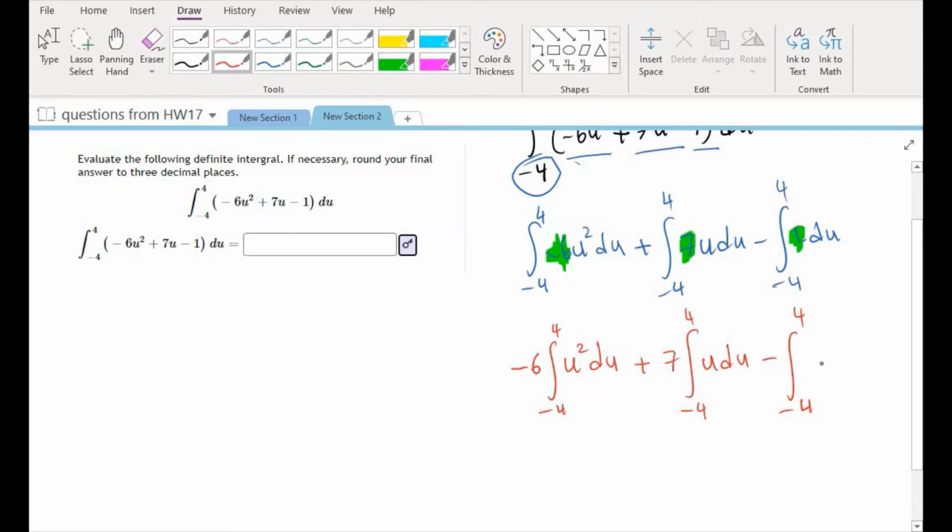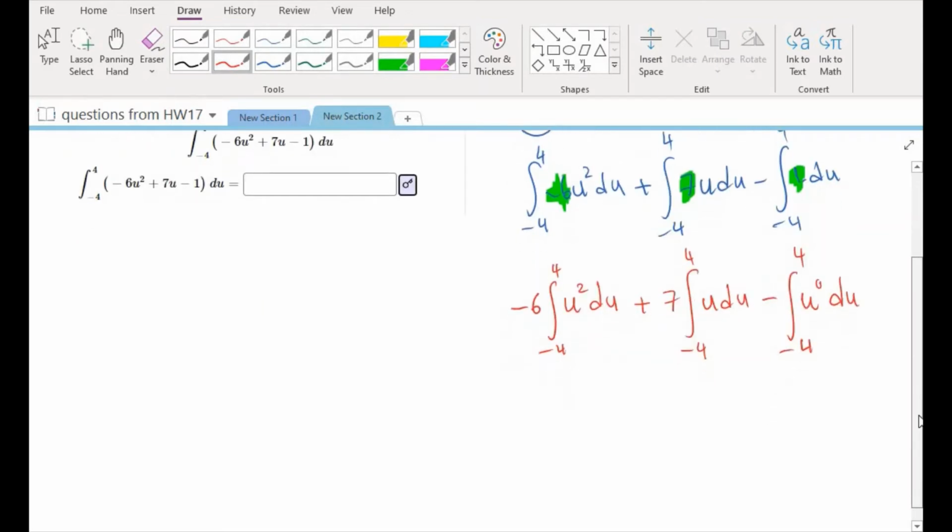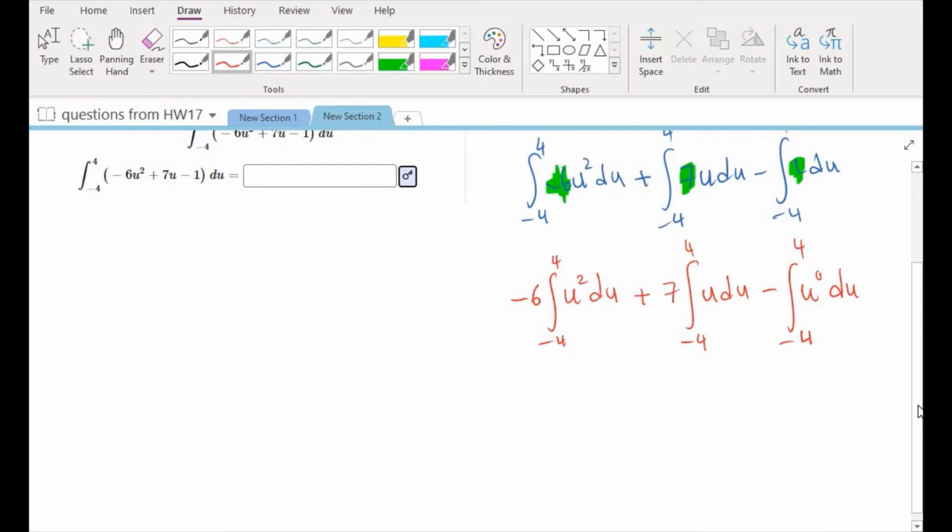I can write 1 as x to the 0. I know that anything raised to the 0 power is 1. So I'm going to replace it with u to the 0 because the variable here is u, du. I'm going to follow the rule of integration.